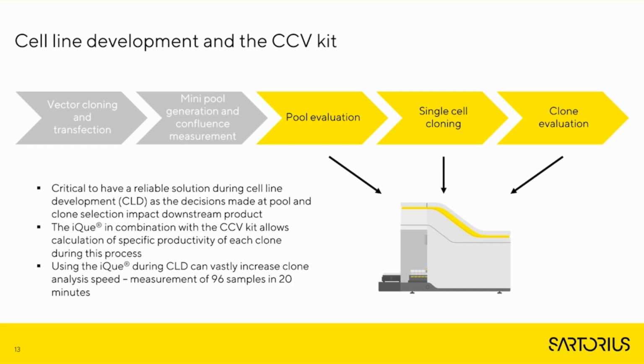It's critical to have a reliable solution during cell line development because the decisions that you make at pool and clone selection impact the downstream product. So if you use the iQue in combination with the cell count and viability kit, this allows calculation of specific productivity of each clone during this process. If we use the iQue during CLD, we can vastly increase clone analysis speed, where the measurement of 96 samples can be performed in less than 20 minutes.